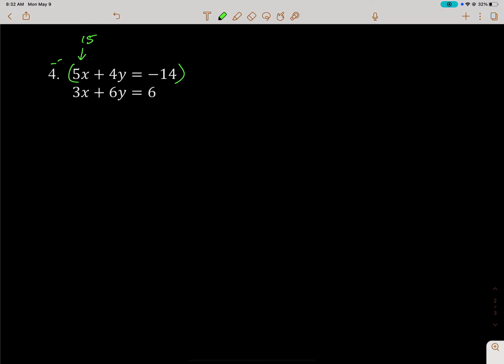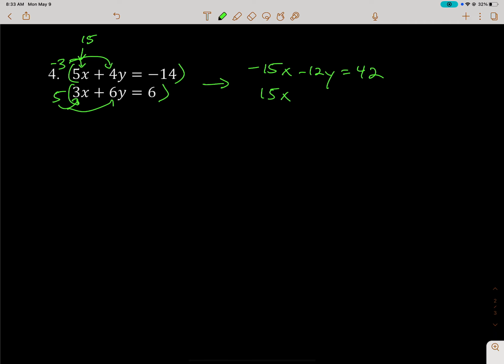So I'll multiply the top one by negative 3, so I'll make that x a negative 15. And I'll multiply the bottom one by a positive 5 to get a positive 15. So negative 3 times 5x would be negative 15x. Negative 3 times 4y would be negative 12y. And then negative 3 times negative 14 would be, let's see, 3 times 14. A negative times a negative is a positive. Be 30 plus 12, I think it's 42. And then 5 times 3 is 15x.